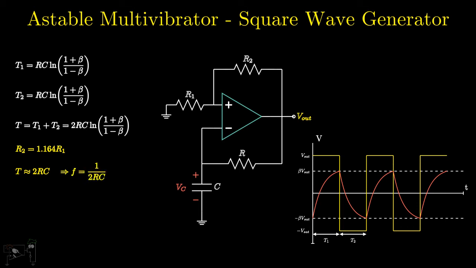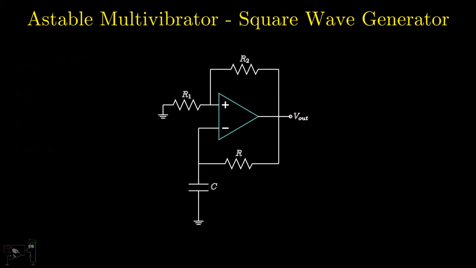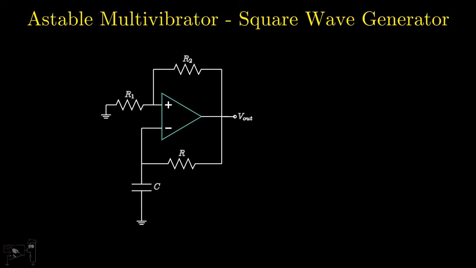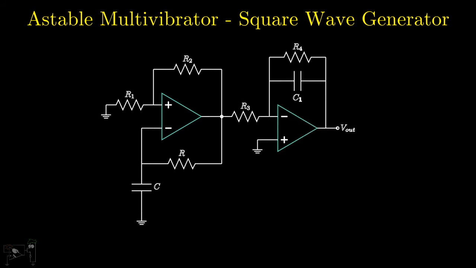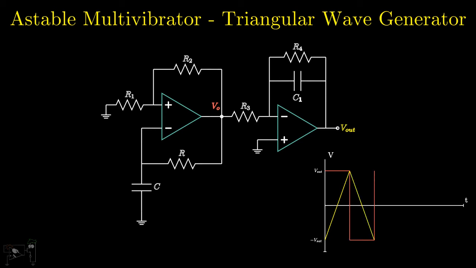The square wave generator can be converted into a triangular wave generator simply by integrating the square wave output. We have already seen how to build an integrator using an op-amp. So, connecting that to the output of the astable multivibrator gives us a triangular wave output. We get a triangular wave of the same frequency by setting R3C1 equal to T.